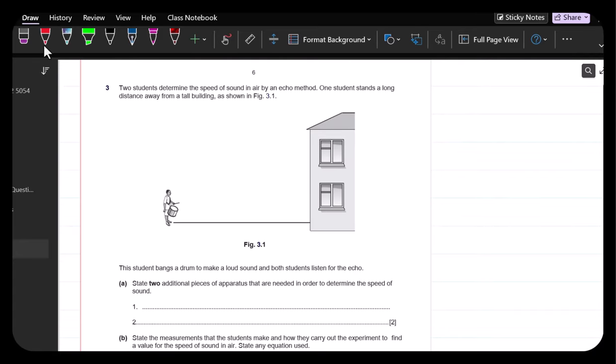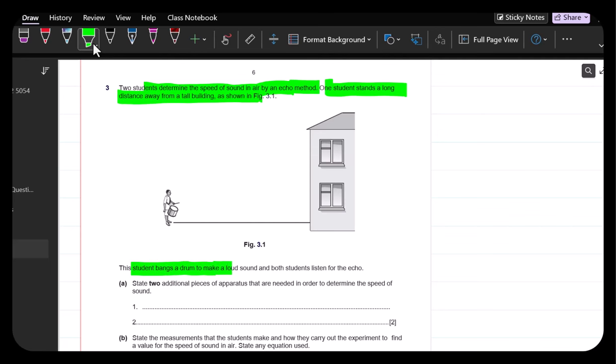So now we are having question 3. Do students determine speed of sound in air by an echo method? So one student stands a long distance away from a tall building. By the way, whenever there is a graph question, I suggest my students to spend maximum time. Don't spend too maximum time that you forget that the time of the paper is over and you are still on that question. So the student bangs a drum to make a loud sound and both students listen for the echo. So student is banging that drum and then sound is going to be created.